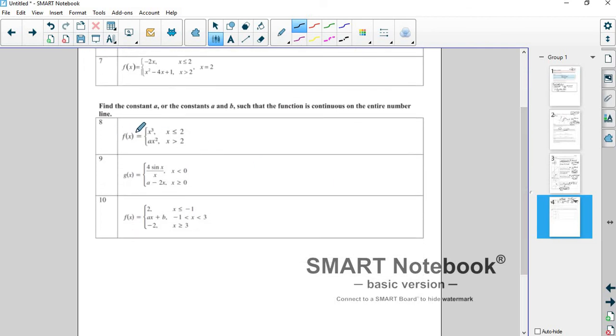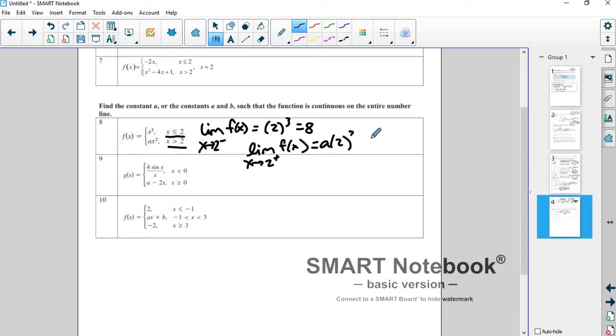And then for number 8, the same idea happens, except we have to do what? We have to look for A. So we're going to take the limit as x approaches 2 from the left of f of x, which means I'm using this one, x cubed, so I get 2 cubed, which is 8. And then I take a look at the limit as x approaches 2 from the right of f of x. If I'm bigger than 2, then I'm down here, I get ax squared. So I get a times 2 squared, which is 4a. And I need the limit to exist for continuity, so I need these equal to each other. So I need 4a equal to 8, which means a equals 2.